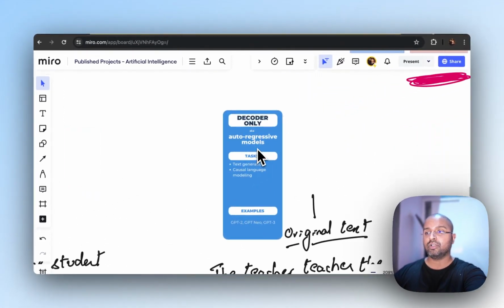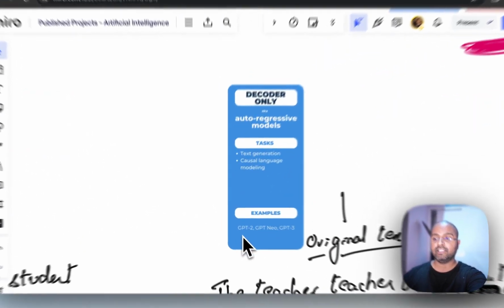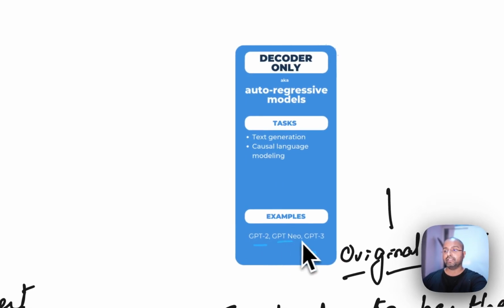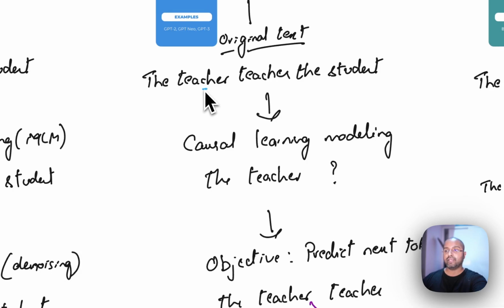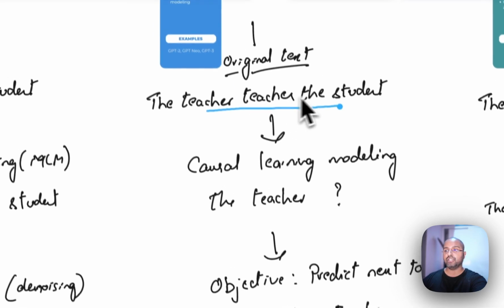Now there is decoder only, and here we have all the ChatGPTs, GPT-3, GPT-2, Neo, and so on. These are autoregressive models, and some of the tasks are text generation, causal language modeling, etc. And how does this work internally? Again, let's think we have the same text: The teacher teaches the student.